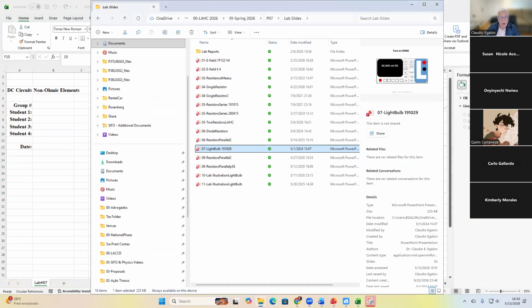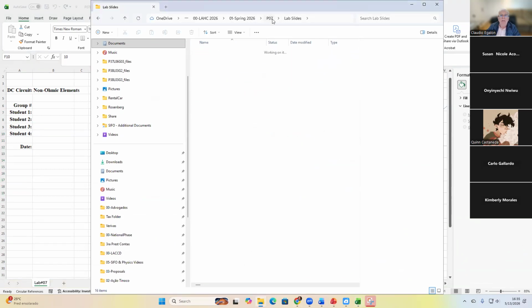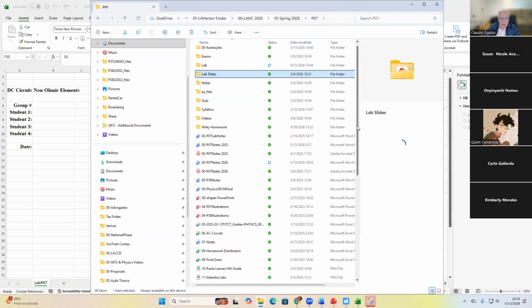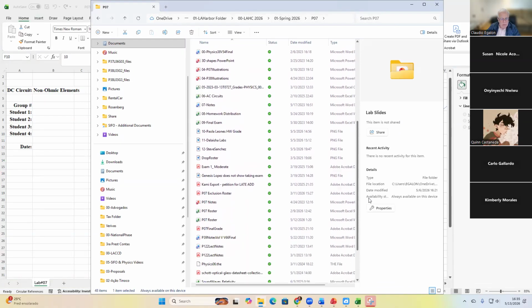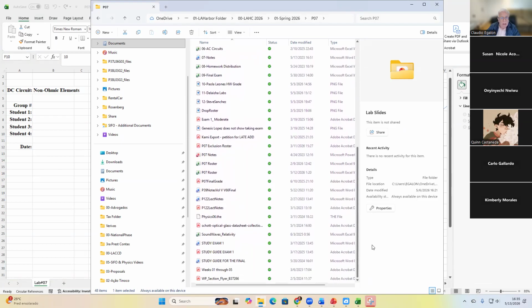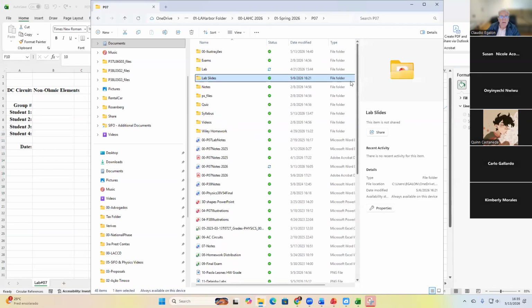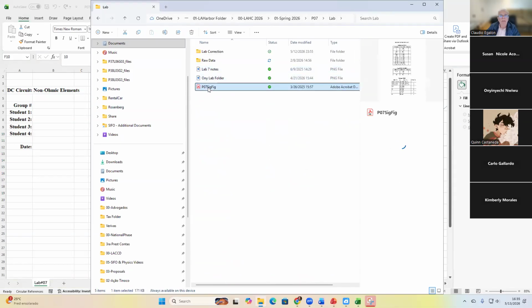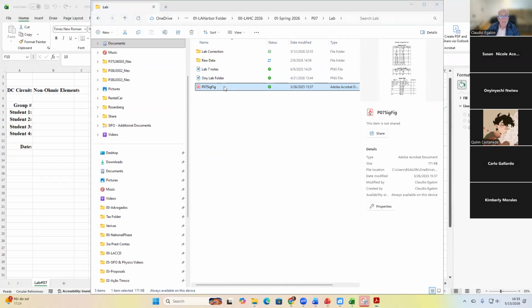Let's take a look at the document. It is P07 sig fig. Let's see, where is that? P07 sig fig. P07, maybe it's in the lab. Yeah, right in here. It's in Canvas. You can download it. And here you go.